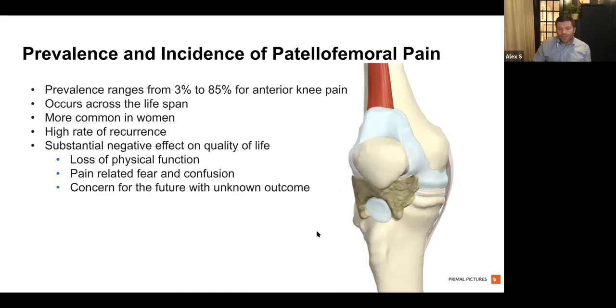So the prevalence ranges obviously quite a bit, from 3 to 85% in the anterior knee, depending on your source, and likely due to the presence of pain from various structures, all being the potential source of pain, whether it's the fat pad, the patella itself, the patella tendon, any kind of OA. All of it is sort of classified as patellofemoral pain, which again is how I started.